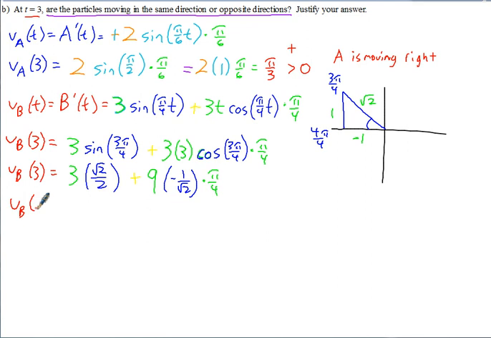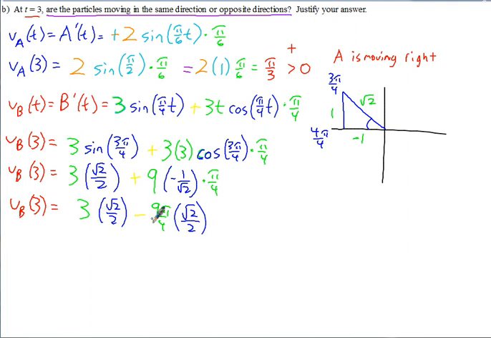So v sub b of 3. I was just going to leave this one as 3 times root 2 over 2. I'll pull this pi over 4 out in front with the 9, and it's negative as well, so it's negative 9 pi over 4. Oops, I could have written 1 over root 2, it's root 2 over 2 also. Just pull the negative out in front. So they both have root 2 over 2. This is 3, and this is negative 9 pi over 4.